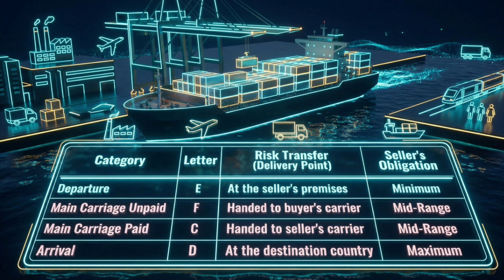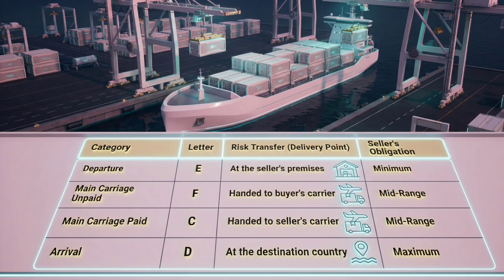Now this is different from Group C, for main carriage paid. This is where it gets a little tricky. The seller is the one who pays for the main transport, but, and this is key, the risk still transfers early on, when the goods are handed over to the seller's first carrier. And finally, we have Group D, for arrival. This one's straightforward. The risk doesn't transfer until the goods actually reach the destination country, putting the maximum amount of responsibility on the seller.